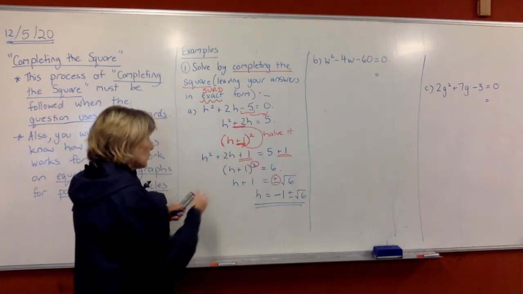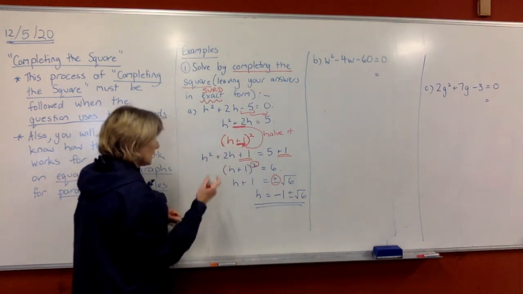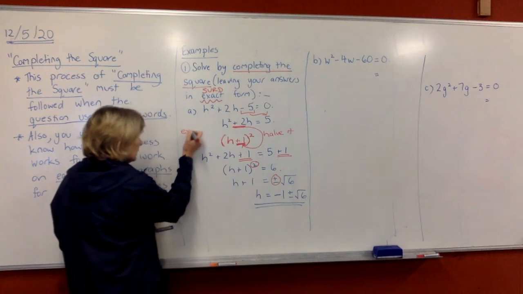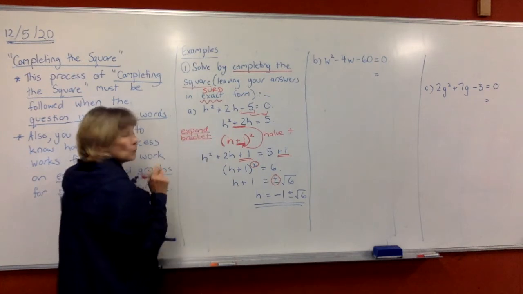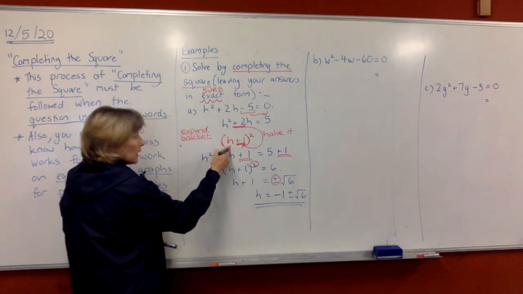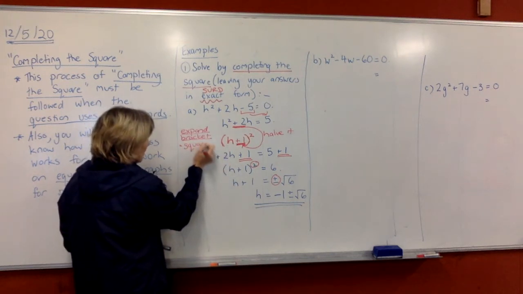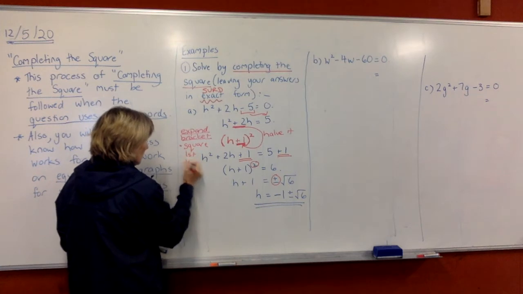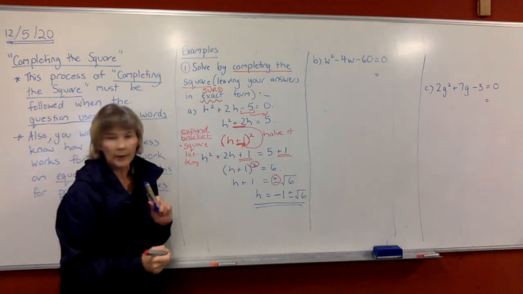And what I'm going to do is expand this bracket. Now, some of you may have forgotten this, but when you're expanding the bracket, write this down so you don't forget. I think most of you have forgotten. We get the first term and we square it. So h squared is h squared, and write it down.